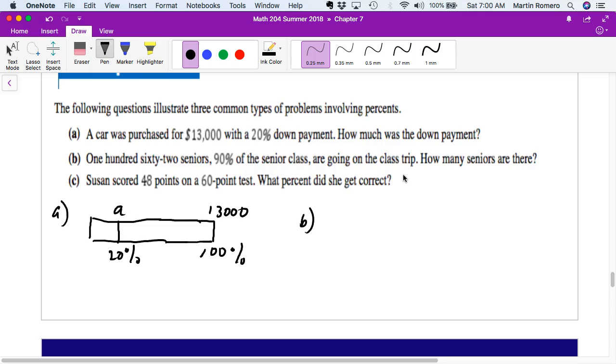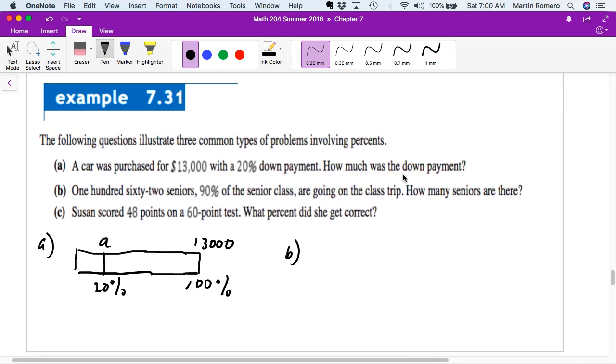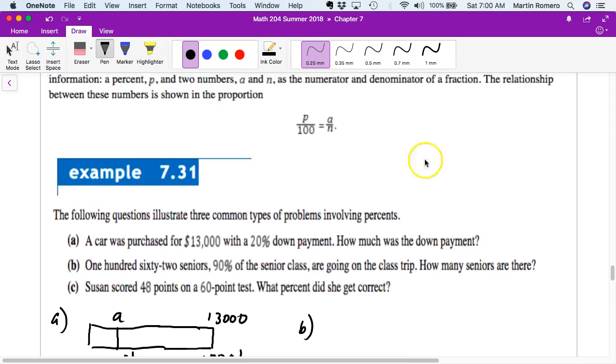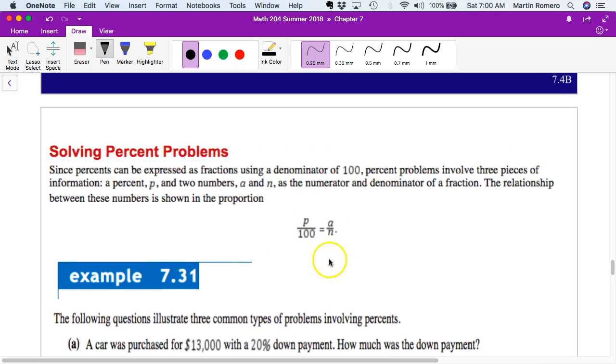Let's look at these problems here. The following questions illustrate three common types of problems involving percent. Let's walk through that. I set the first one up for us. A car was purchased at $13,000 with a 20% down payment. How much was the down payment? I want to set up using the proportion method, where percents can be expressed as a fraction: the percent divided by 100, out of 100.